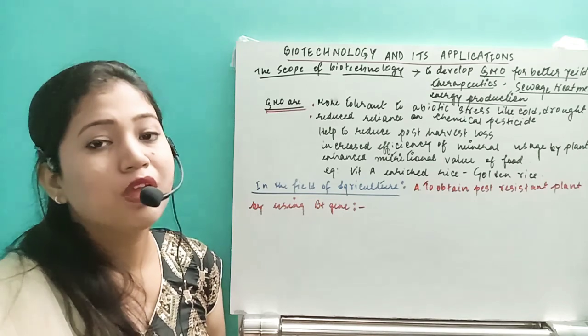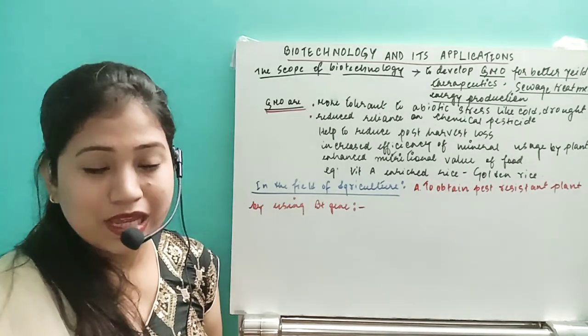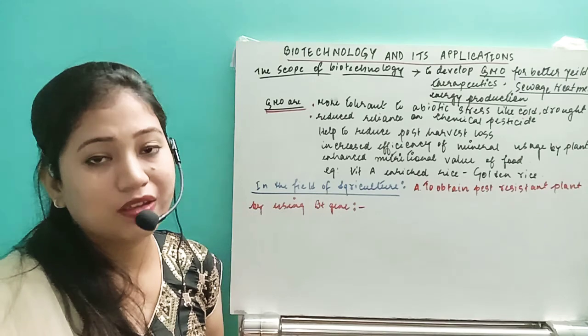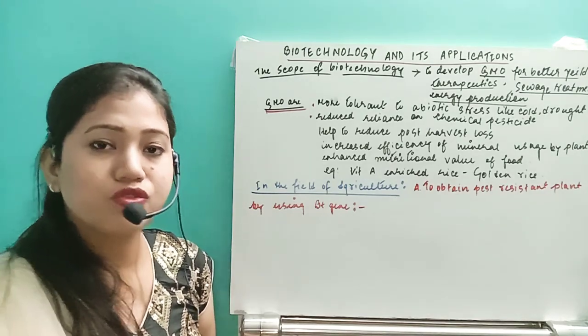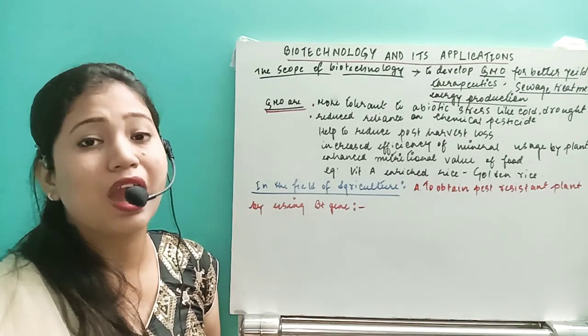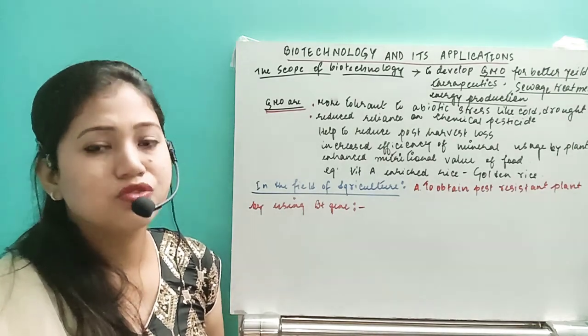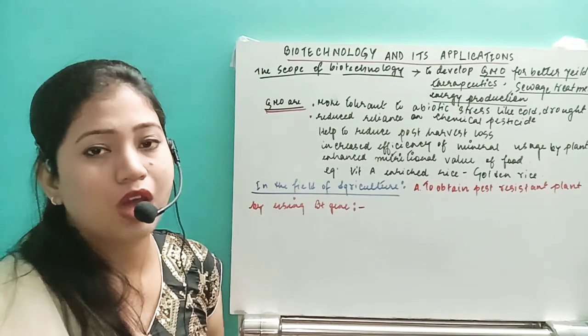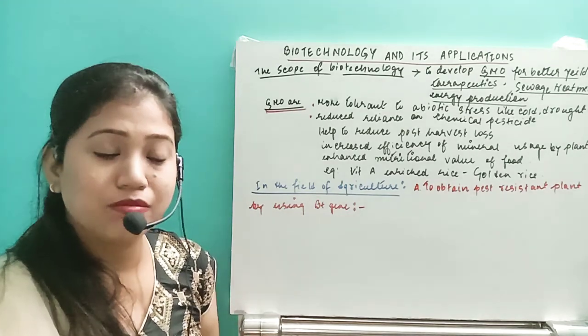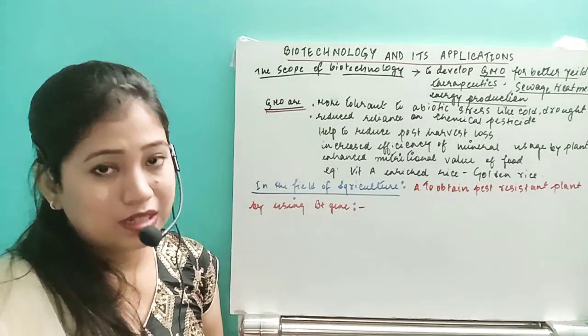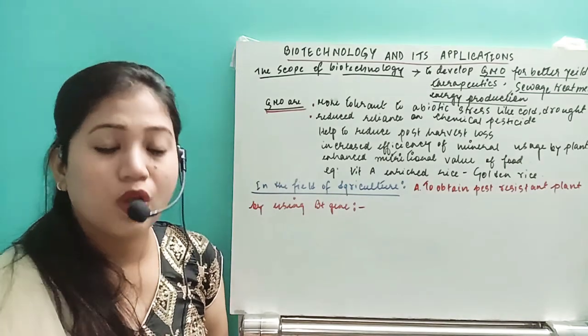That's why a concept has arisen, that is organic farming. In organic farming also, the genetically modified organisms are grown without the use of chemical pesticides, because they are harming not only humans but also other organisms, animals, plants and microbes, and they decrease the soil fertility.